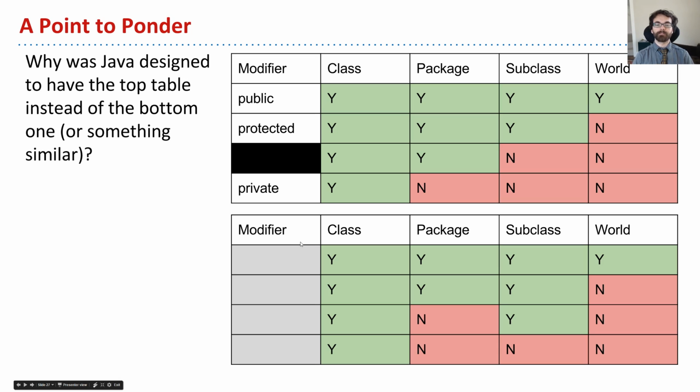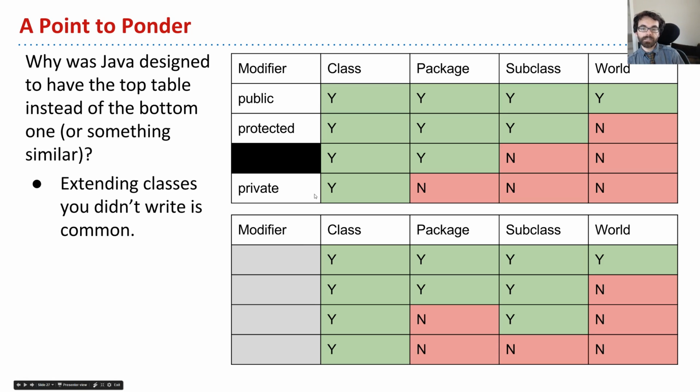So the answer is that it reflects the way that people write Java code. Extending classes that you didn't write and that you have nothing to do with is pretty normal. You may create a class called, I don't know, rotating array list. It does all the normal things array lists do, and you add some extra method. Now, who maintains the array list code? It's someone at Oracle, presumably, that manages the java.util package.